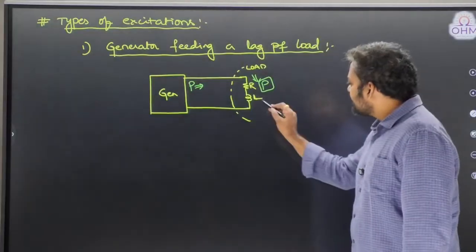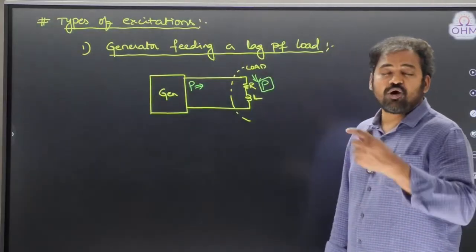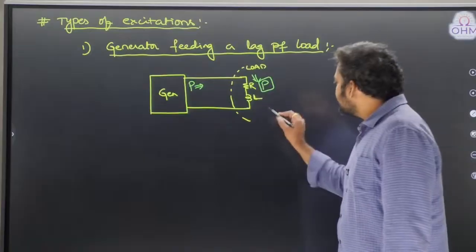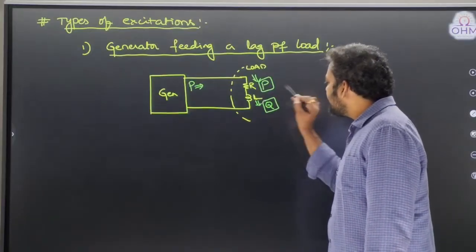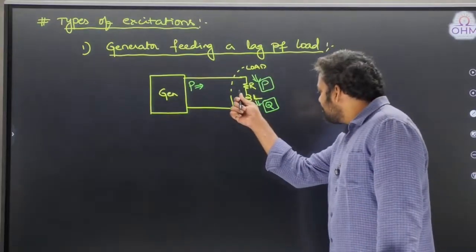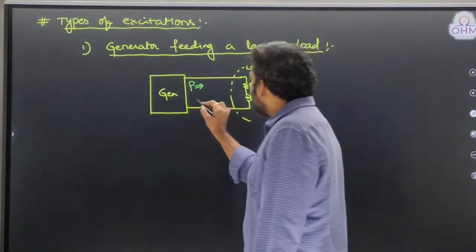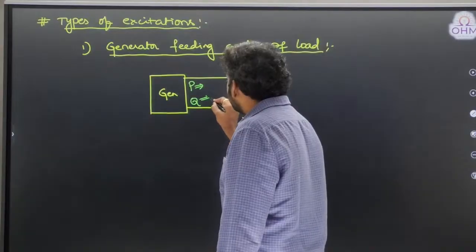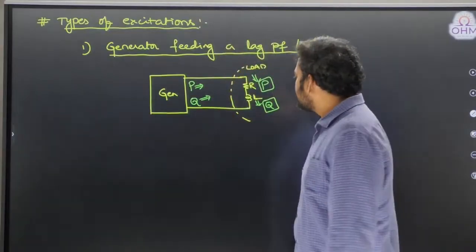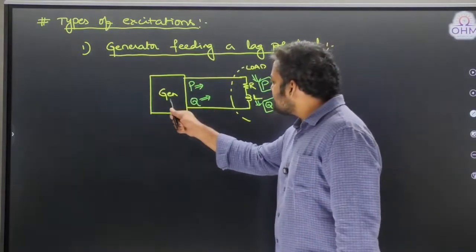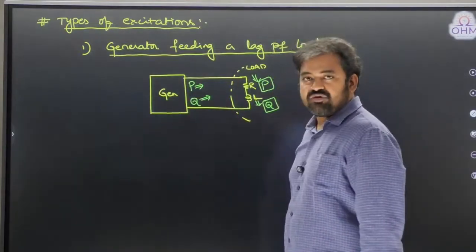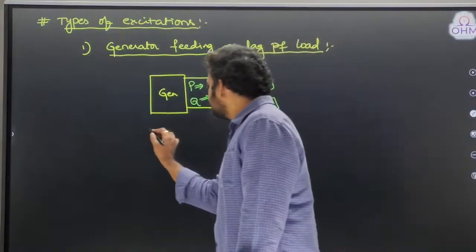Next, what will the inductor do on the load side? We all know the property of an inductor in a power system. The inductor will absorb reactive power. It will consume reactive power. Therefore, as the load is consuming reactive power, our generator has to generate reactive power. That means when the load is a lagging power factor type, the synchronous generator has to generate active power as well as reactive power. Okay.